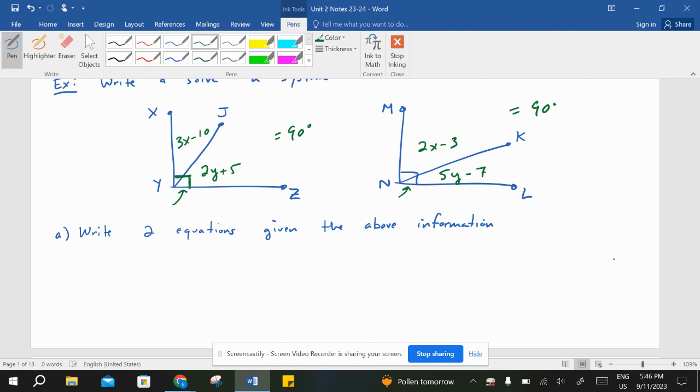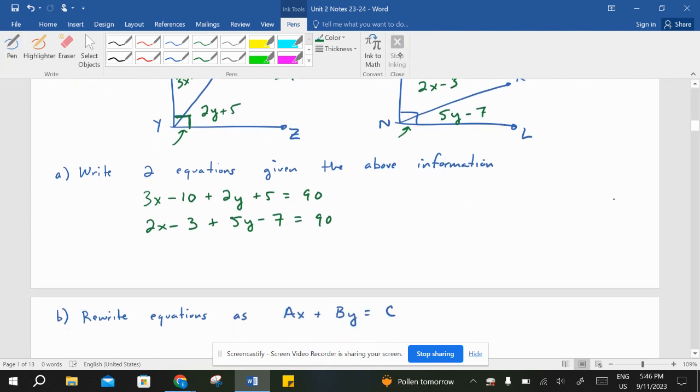So for the right angle on the left, I know that if I add both of those smaller angles, it has to equal 90 degrees because it's a right angle. Same thing with the other one, right? So the one on the right, if I have 2x minus 3 plus 5y minus 7, it also has to equal 90 degrees. Again, we just practiced solving systems, and you should have done this last year, where you have two or more equations with two or more variables. So that's what we're going to do.